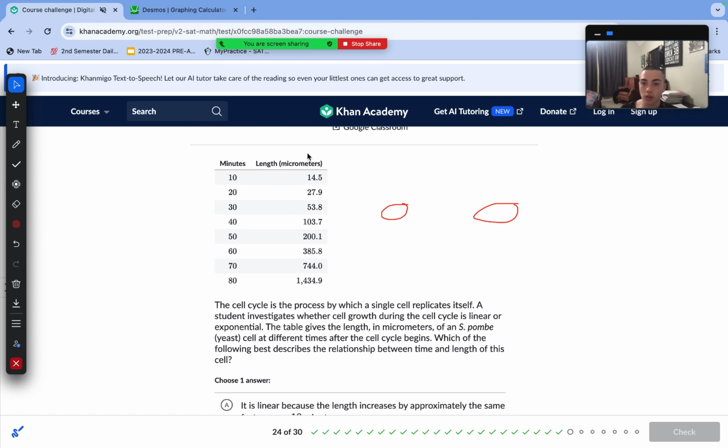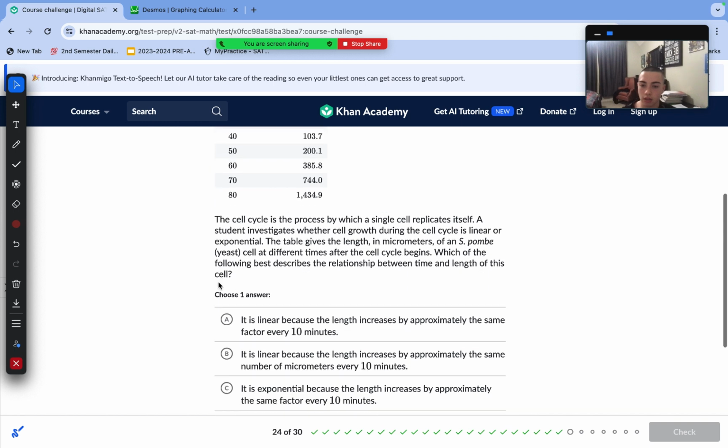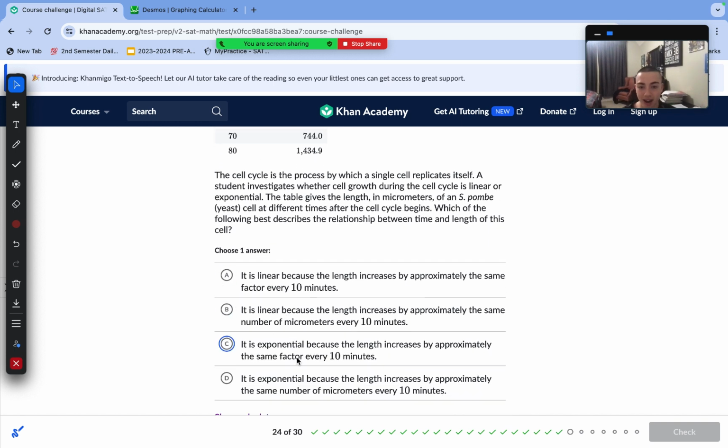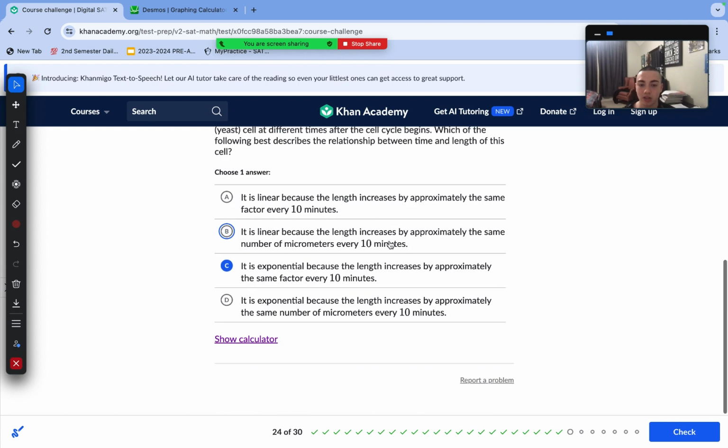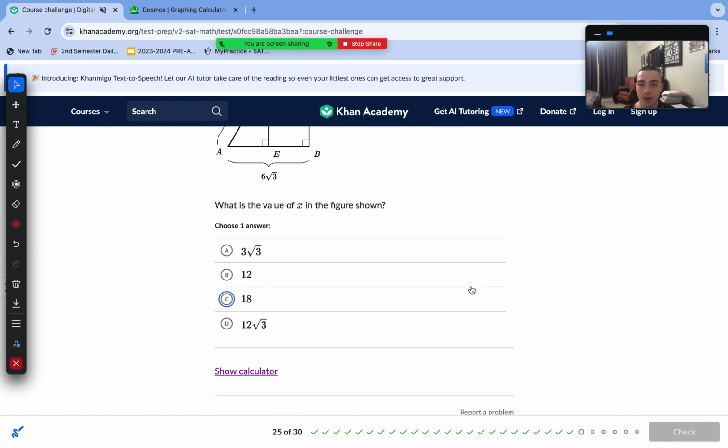Okay, we have what looks to be an exponential relationship doubling every 10 minutes. So that's all we have to say here. We increase by approximately the same factor. We multiply this by 2 every 10 minutes. On to our next question.